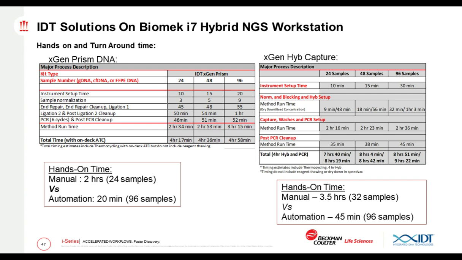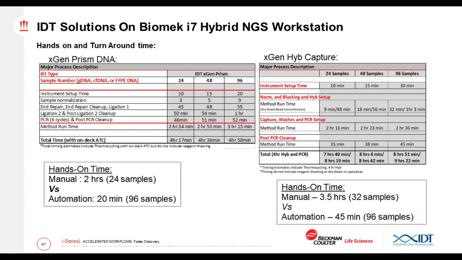Here's a table to show instrument setup time and runtime for different sections of the protocol for Prism DNA library prep kit. The fully automated method can prepare 96 libraries in around 5 hours with only 20 minutes of hands-on time, whereas the hands-on time for manually preparing 24 libraries is around 2 hours.